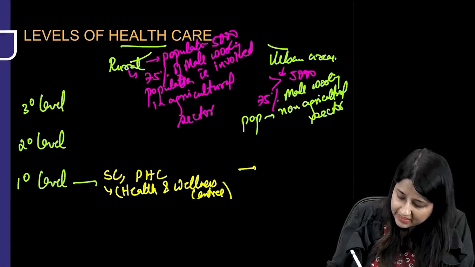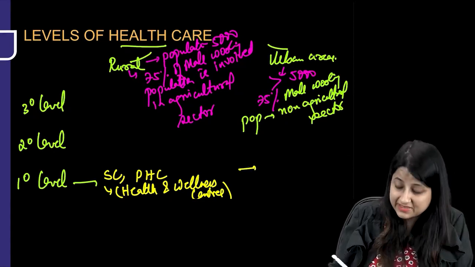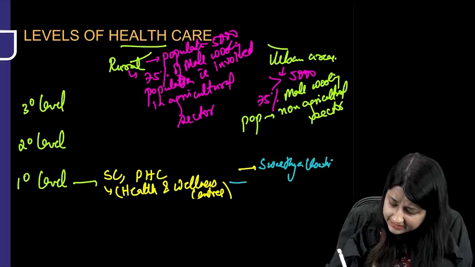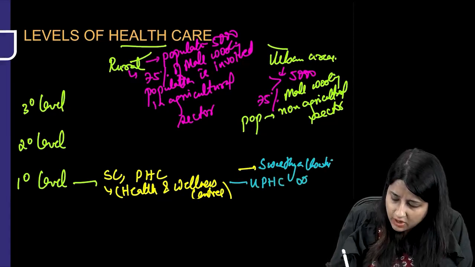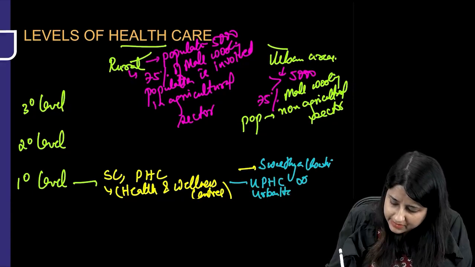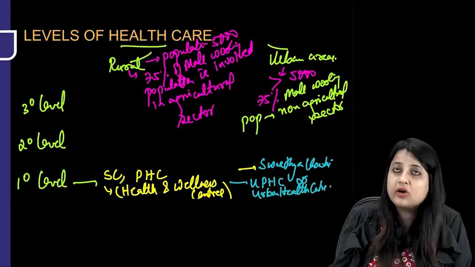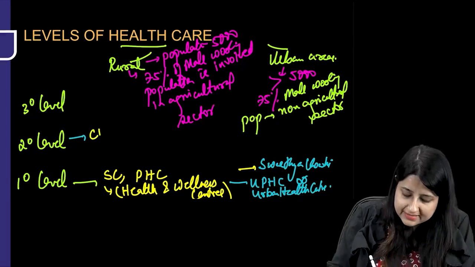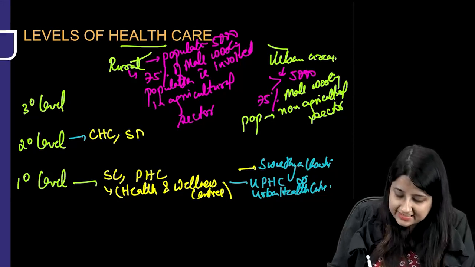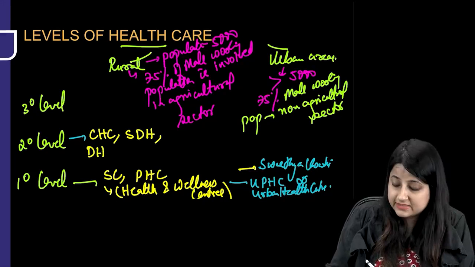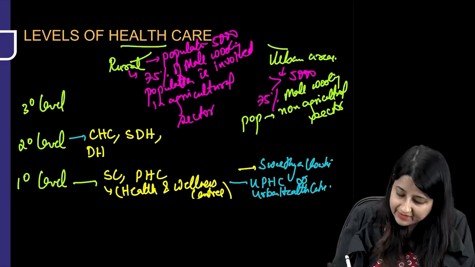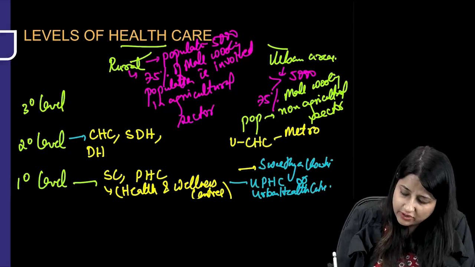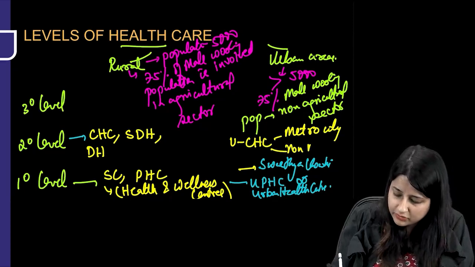In urban areas, what do we have? In urban areas, we don't call it sub-centers, but what is present is Swasthya Chowki and urban primary health center, or simply urban health center, either urban primary health center or urban health center. At secondary level, in rural areas, what do we have? CHCs, community health centers, SDH, sub-district hospitals, or district hospitals. And on the urban side, what do we have at secondary level? Very important, urban CHC. This is further divided for a metro city and for a non-metro city.